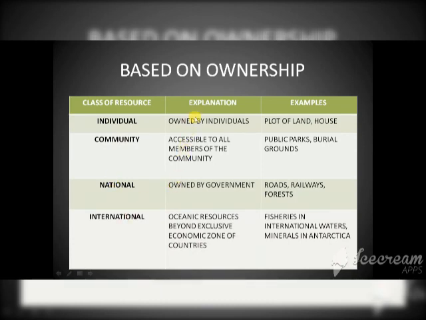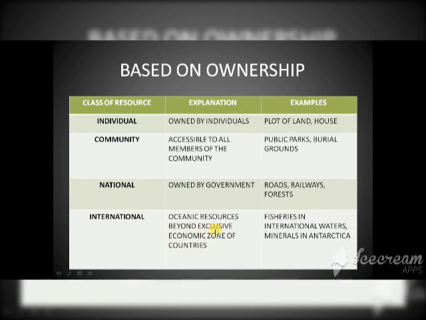Individual resources are owned by individuals, like private plots of land, houses, etc. Community resources are owned by a community and are accessible to all the members of the society, for example, public parks, burial grounds, etc. National resources are those owned by the government, and sometimes even private property is acquired by the government for some public good, for example, railways, canals, forests, roads, etc. Urban development authorities are empowered by the government to acquire such lands. And we have to remember that an oceanic area up to 12 nautical miles, that is 22.2 kilometers from our coast, is referred to as our nation's resource, that is, national resource.